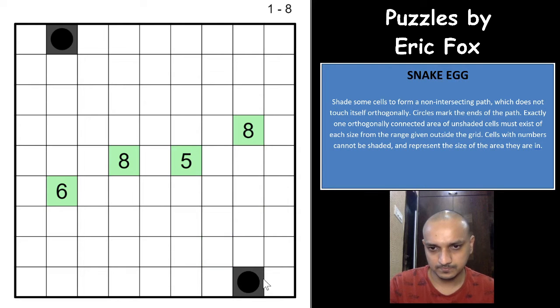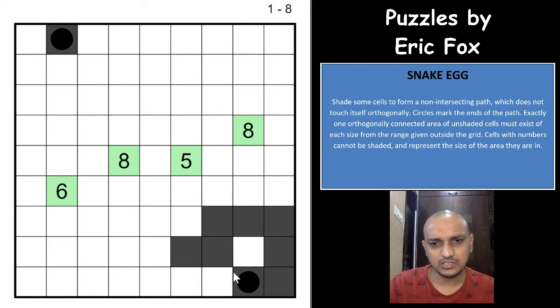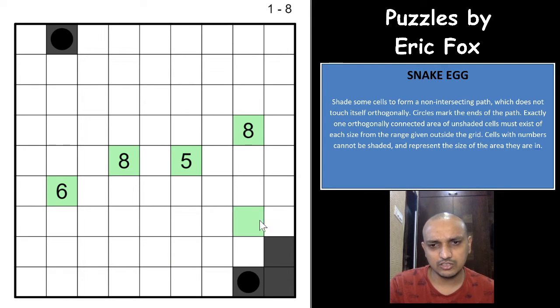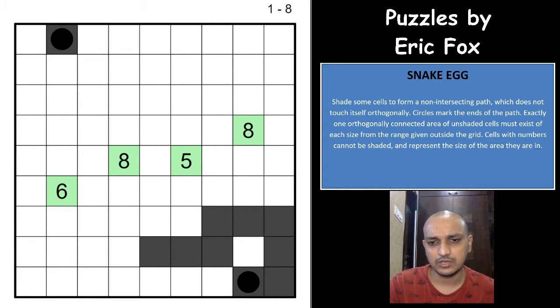So usually in a snake puzzle, the snake cannot touch itself at corners, but in this variation, the snake can touch itself at corners, but it cannot touch itself orthogonally. And it cannot have a group of 2 by 2 cells all used by the snake. So it cannot touch itself orthogonally, and it can go this way. That is what the rule says.